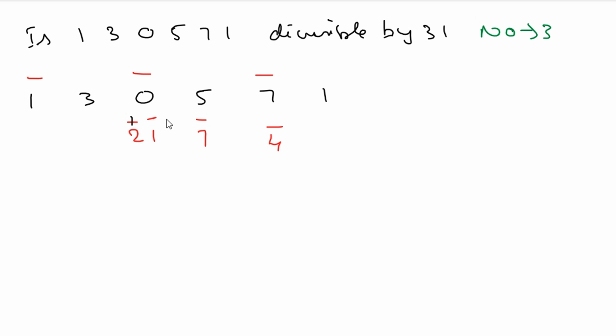What is the next step? You will multiply this number minus 1 with an oscillator, that is equal to minus 3. Minus 3 plus 2, here minus 1 into 3, and next plus 2 plus 3. This is equal to minus 3 plus 5, that is equal to 2. That is the 2. Now what is the next step? 2 into 3 is 6. 6 minus 1 is equal to 5. Now is 5 exactly divisible by 31? No. That's why 130571 is not exactly divisible by 31.